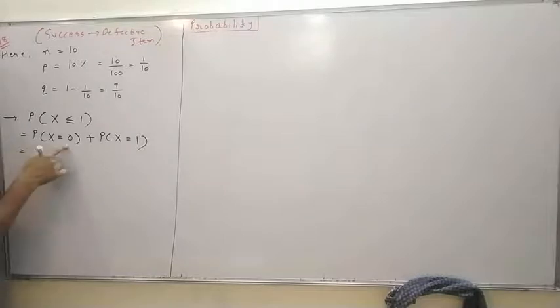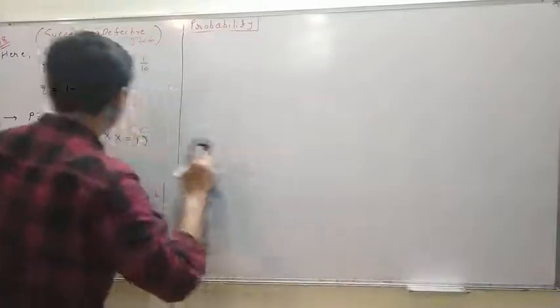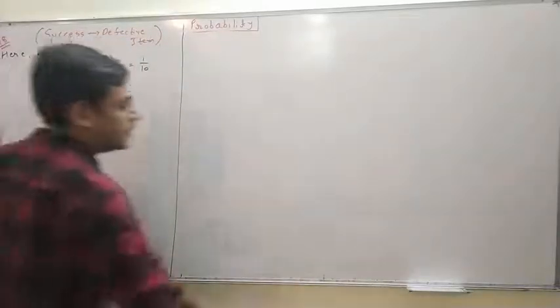So for the formula, x is equals to 0, NCx. Here, first make the formula, then substitute the value of x directly.